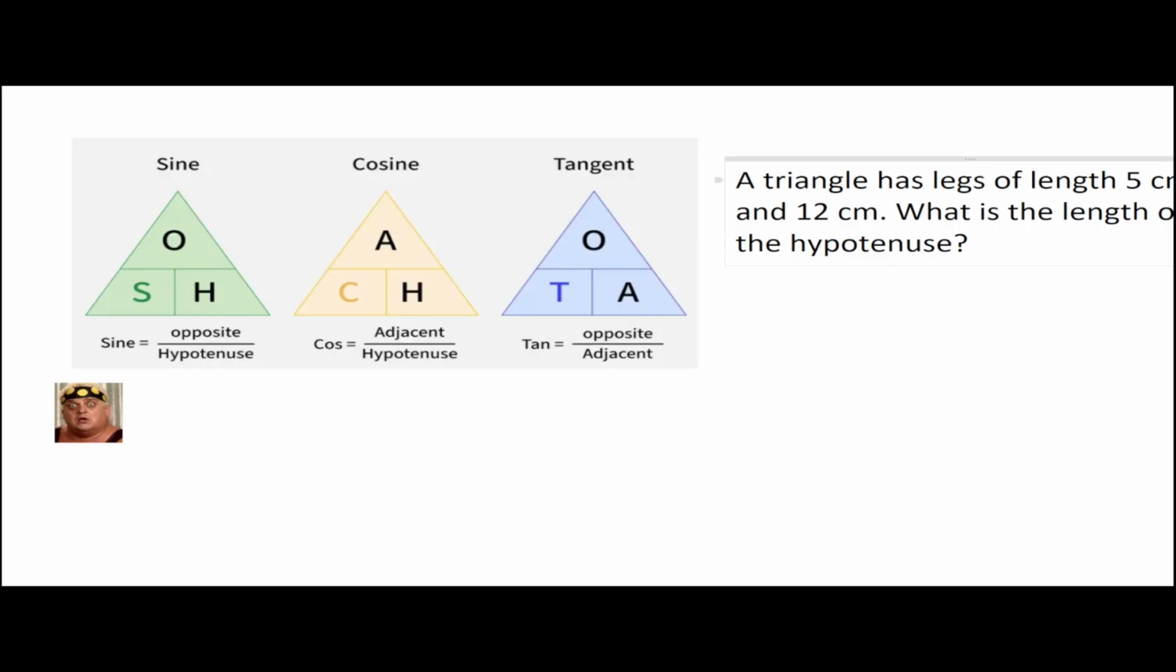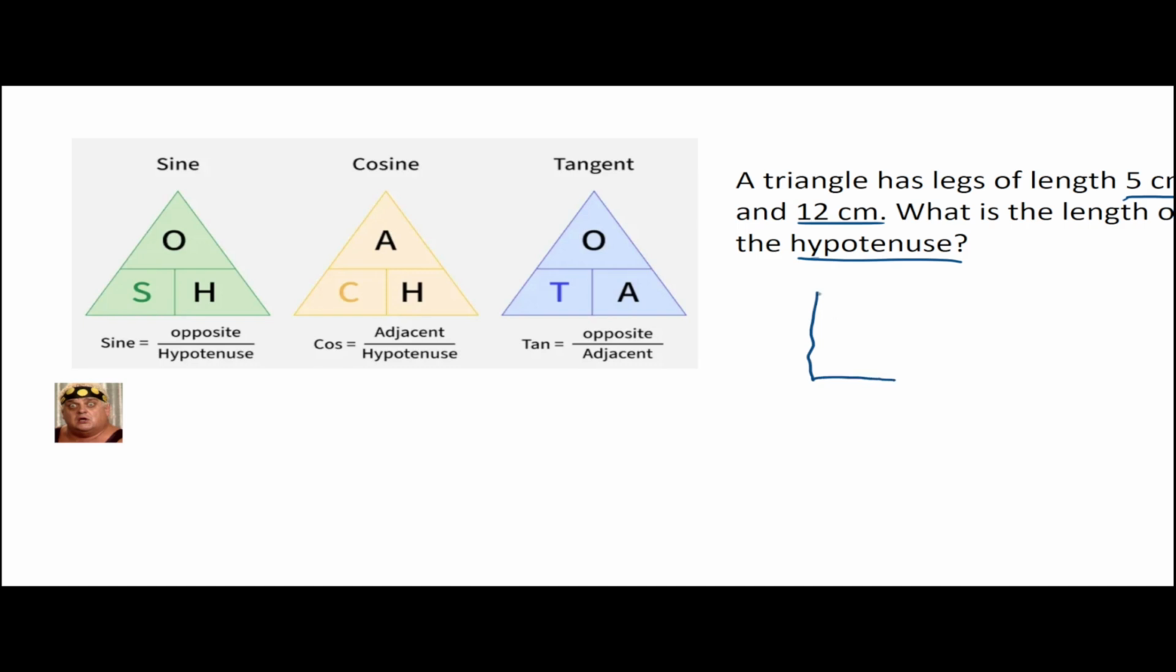Again, we're just going to do lots and lots of examples. I haven't seen any of these examples. I just cut and paste them and do them straight away. So, triangle. We're going to presume all of these are right angle triangles. Has legs of 5 centimeters and 12 centimeters. What is the length of the hypotenuse?